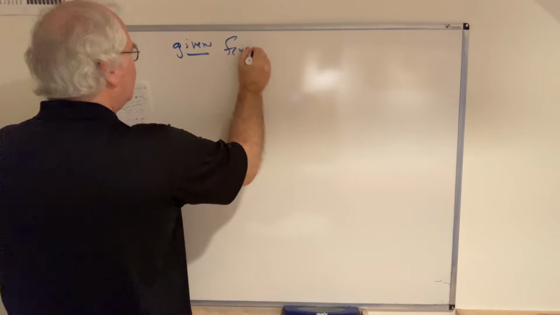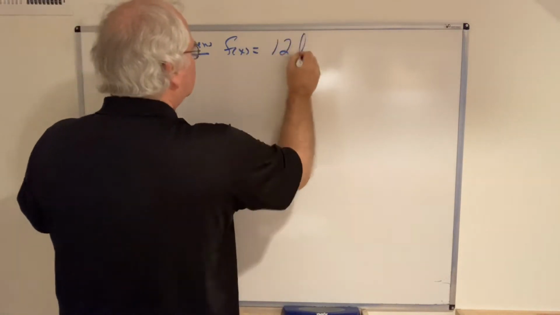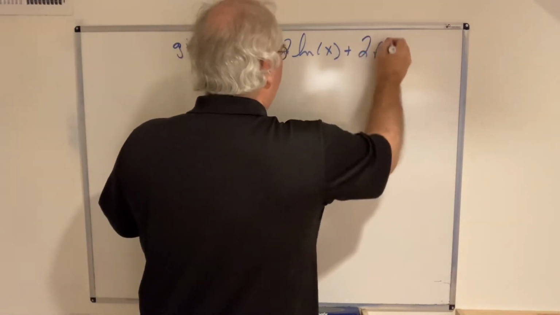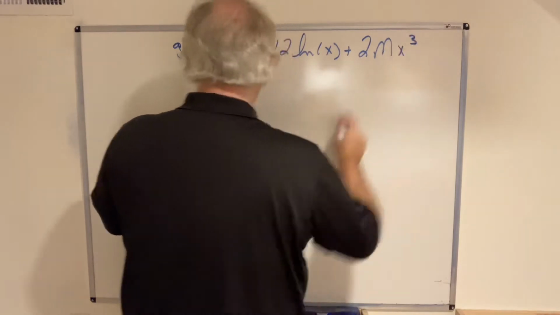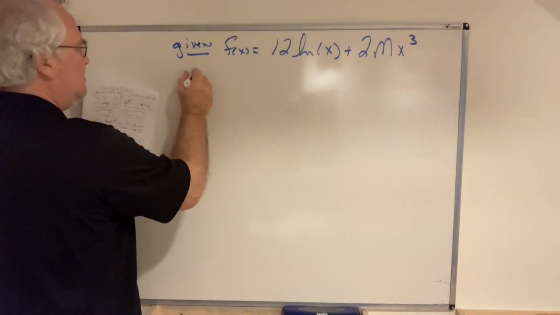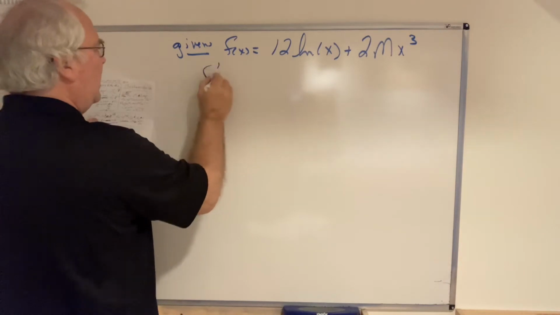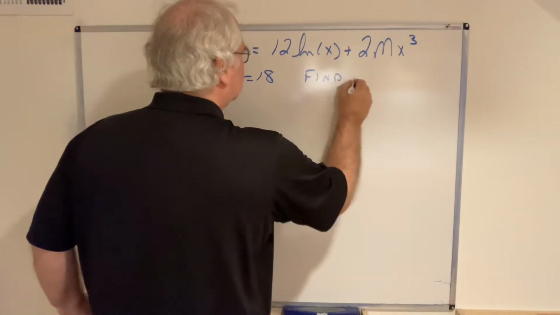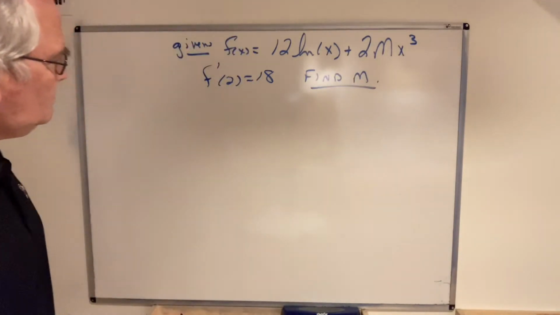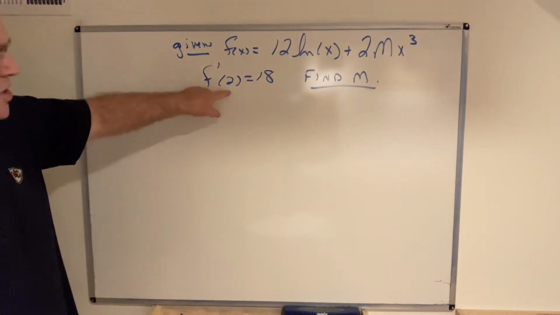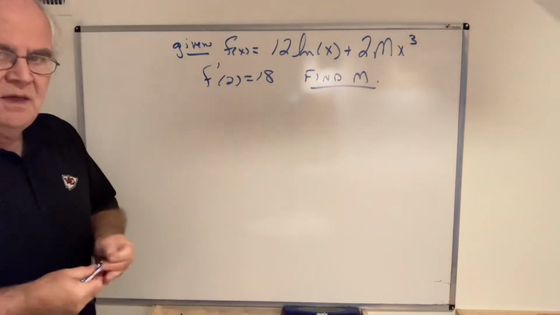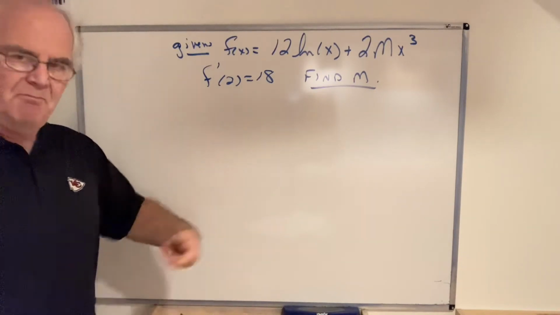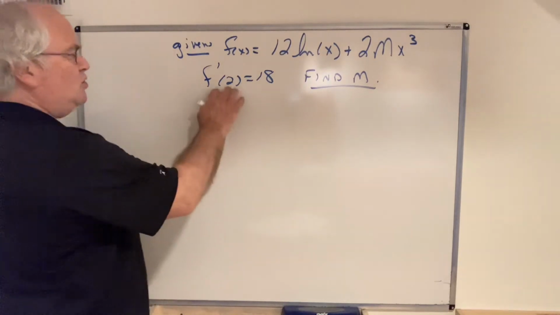f of x is equal to 12 natural log of x plus 2m x to the third. And we're also given that f prime of 2 is equal to 18, find m. So we're given the derivative evaluated at 2 is equal to 18. So what do you do? You find the derivative, you evaluate it at 2, set it equal to 18, and back solve for m. So just do what you're told to do.